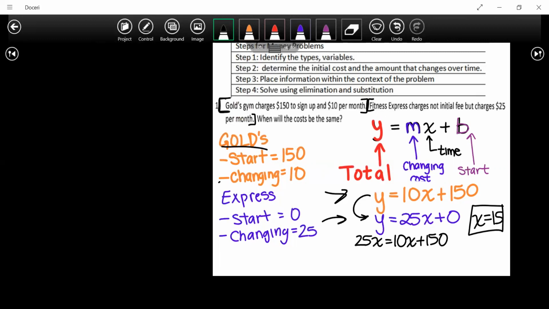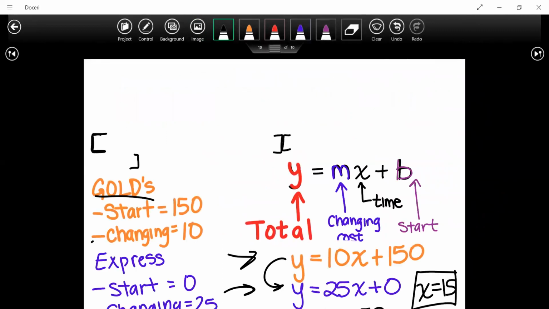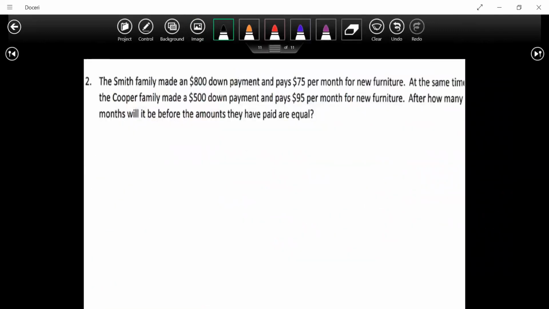Let's do one together. So we're going to fast forward this to the next page right here. Okay, let's look at our problems. The Smith family made an $800 down payment and is paying $75 a month for new furniture. Boom, one equation right there. At the same time, the Cooper family made a $500 down payment and is paying $95 a month for new furniture. How many months will they both have the same amount to pay, or have paid equally?